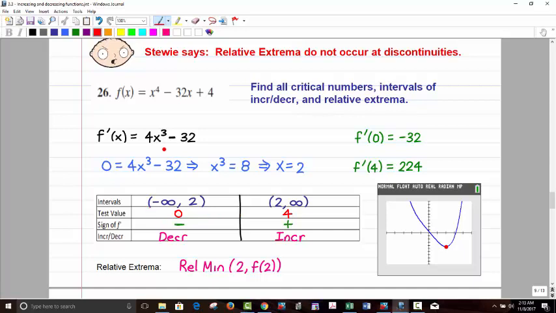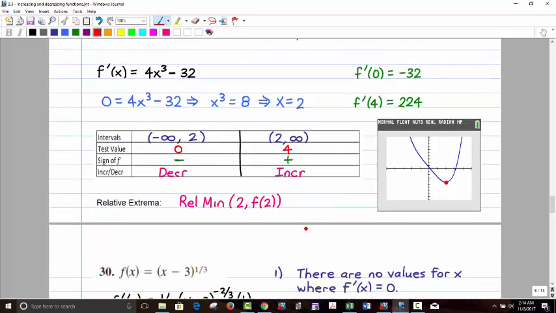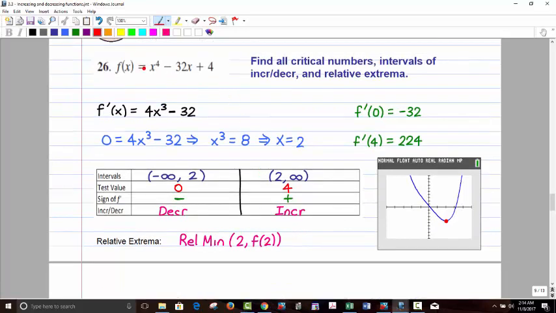I plugged in 0 here, and you see it's negative 32, negative. Put in 4, it turns out to be a positive number in the derivative, so it's negative, positive. Means we have decrease, increase. There's the graph. It goes decrease, increase. Decrease, increase means we have a relative min at 2. For f of 2, if we actually needed the value, we would plug 2 right back up into here. Let's see if I can do this in my head here. 2 to the 4th is 16, minus 64 is negative 48, plus 4 is negative 44.